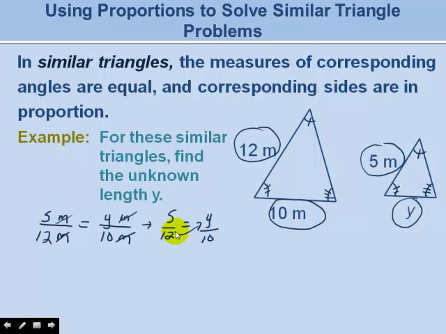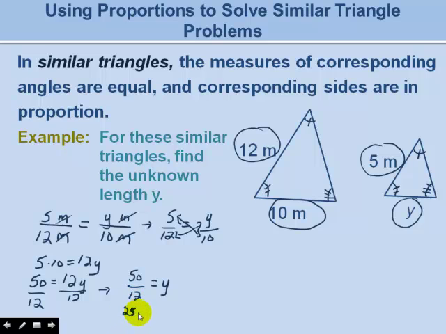Now we can do cross multiplication. So we're going to multiply the 12 times the y and the 5 times the 10, and set those equal to each other. So this gives us 50 equals 12y. If we divide both sides by 12, then we're going to get 50 twelfths is equal to y. If we reduce this to lowest terms, that would give us 25 over 6.